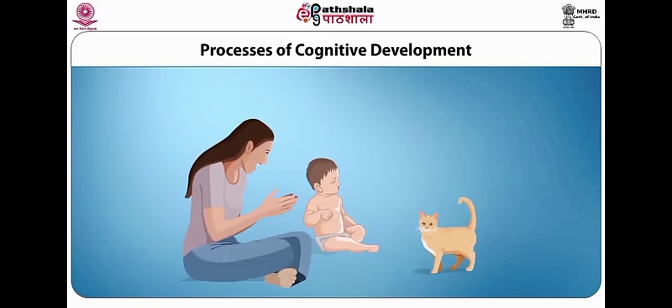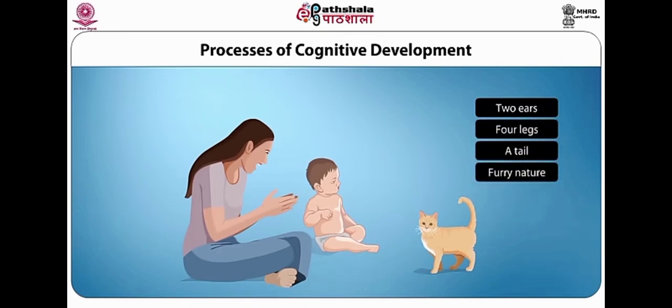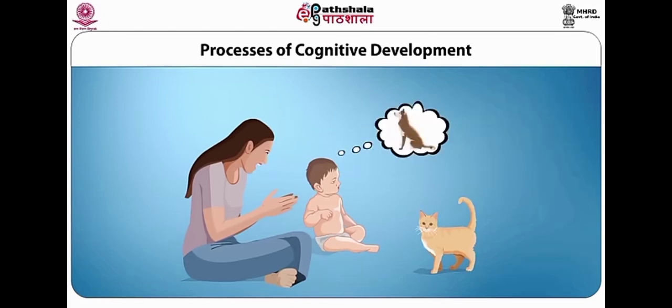After some days, the child sees a cat walking around. The child looks into the checklist of the dog schema and confirms certain traits like two ears, four legs, tail, and furry nature, and addresses a cat as doggy. But the mother tells him, "No baby, this is a cat," as it sounds meow and not bow bow. Now the child gets into a state of disequilibrium and starts to construct meaning by getting help from the parent.